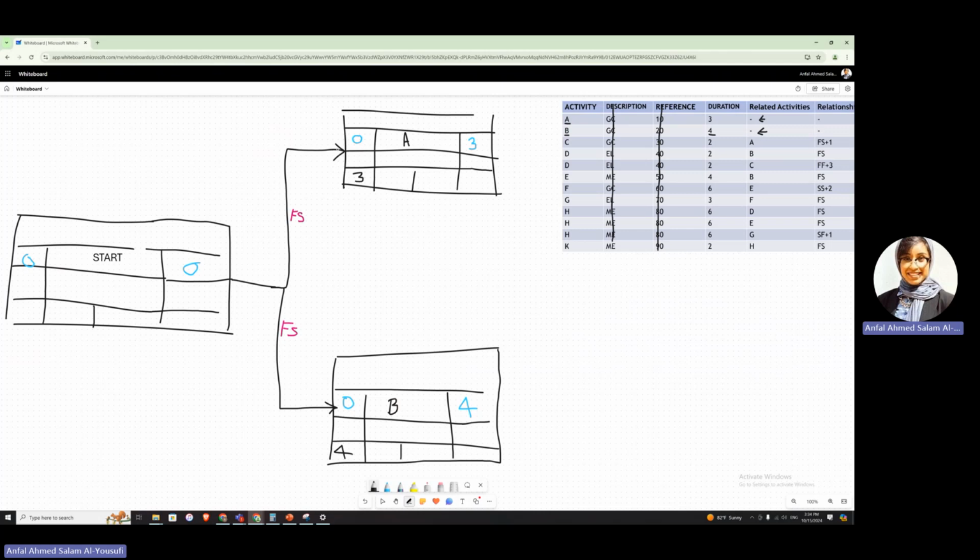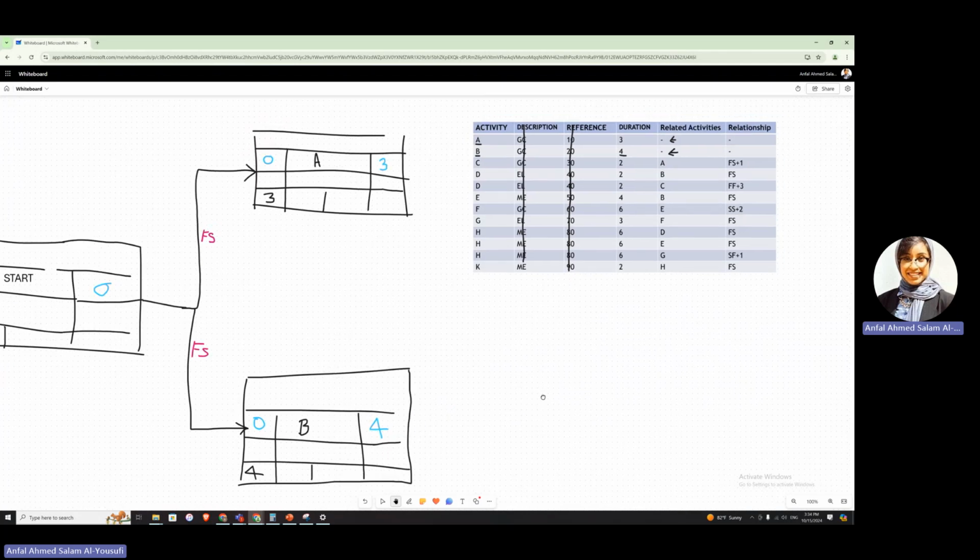Okay, I will draw the arrows so you guys can see. Nice, hope that is clear. Okay, so we are done with A and B. I can just come in here and cancel this, so I know I am done with this. Let's do C. C, the related activity is A, and it says finish start plus 1.